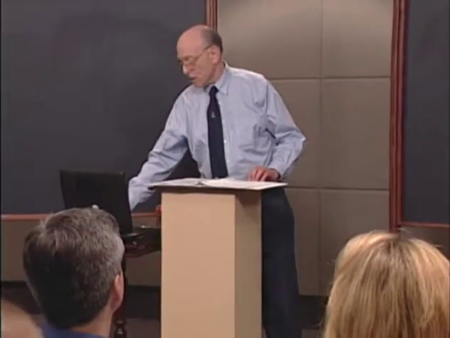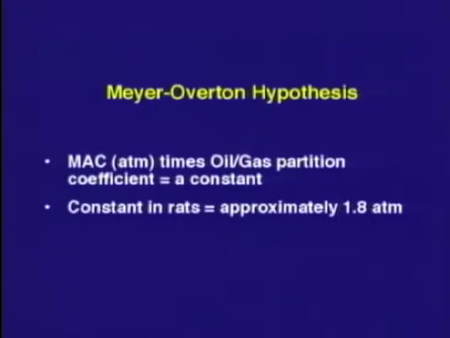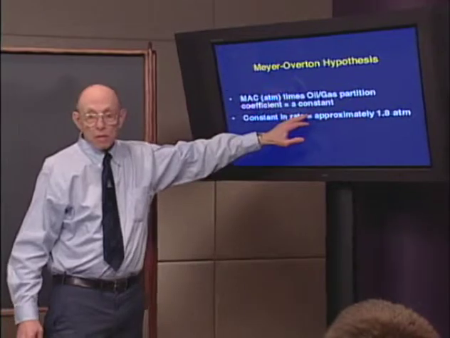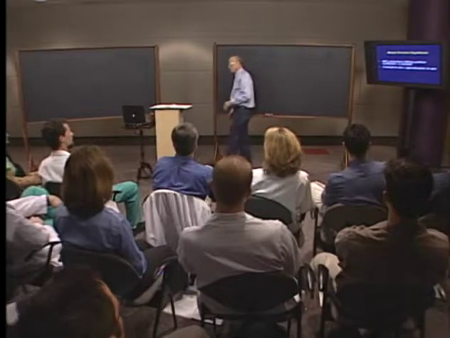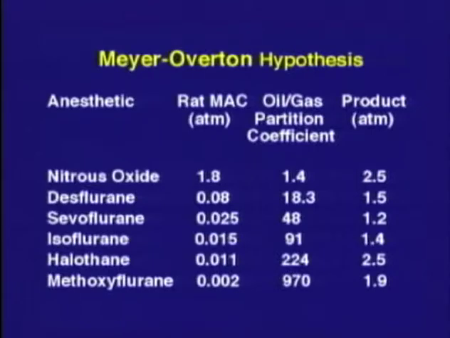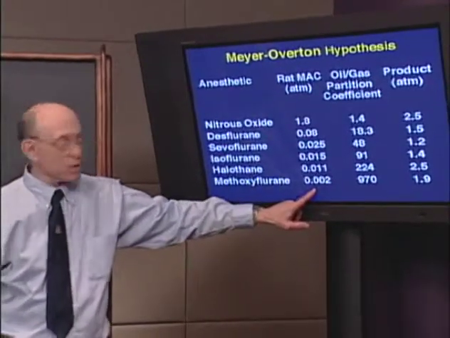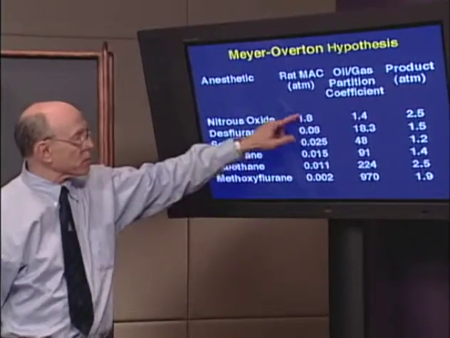And there's, in fact, an equation that describes this. So if you take some index of potency, like MAC, and multiply it by some index of lipophilicity, you get a constant. In rats, the constant equals approximately 1.8 atmospheres. And we can see that in this slide, which shows the MAC and the oil gas partition coefficient for 6 different anesthetics, which vary widely in their MAC. So nitrous oxide MAC is 1.8 atmospheres, and methoxyflurane's MAC is 0.002 atmospheres. That's a 1,000-fold range of MAC values.